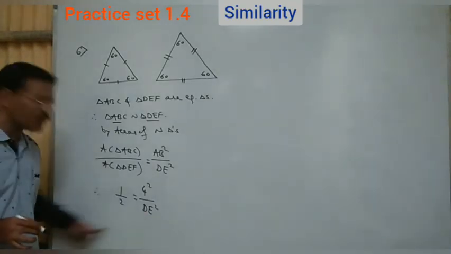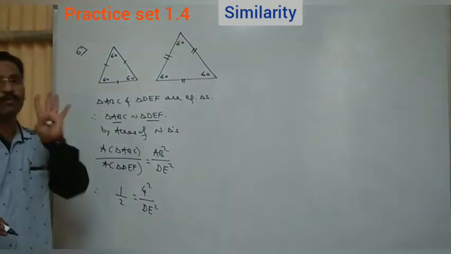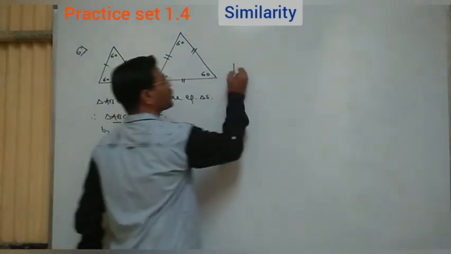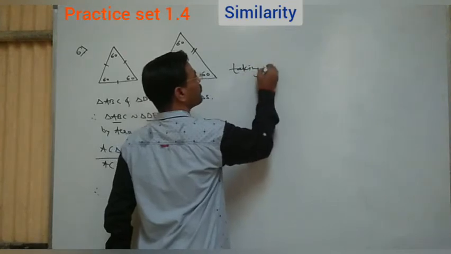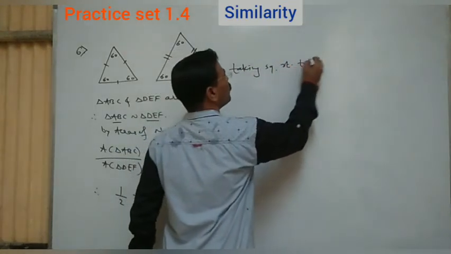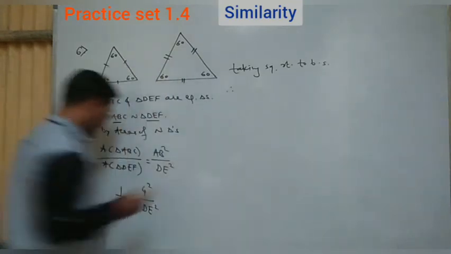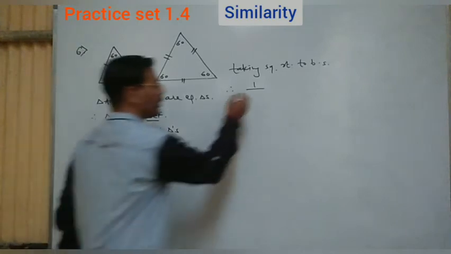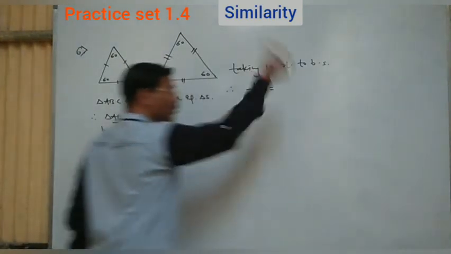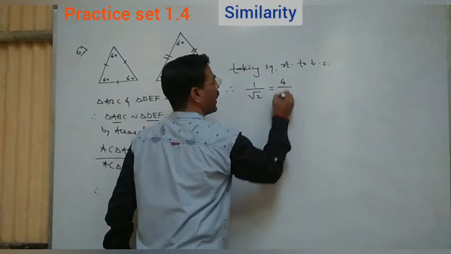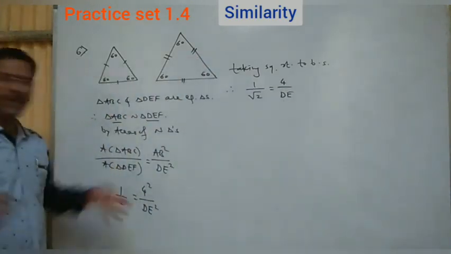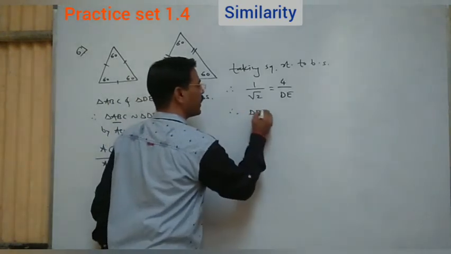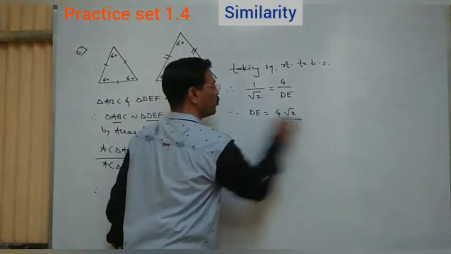Here also we are going to take square root to both sides. Why? DE square is there, and we need just DE. That is why we take square root to both sides. What will come here? Square root of 1 is 1 only, square root of 2 is root 2. This is 4 square, so we can write just 4, and here it is DE. Understand? Go with cross multiplication. That will be DE, and on this side 4 root 2.